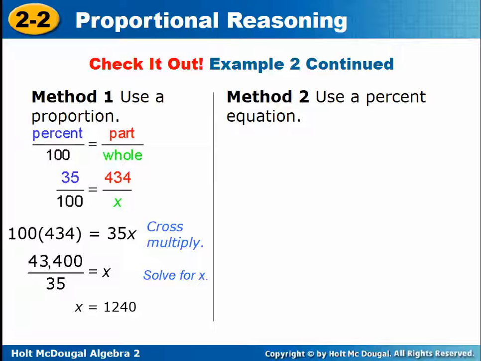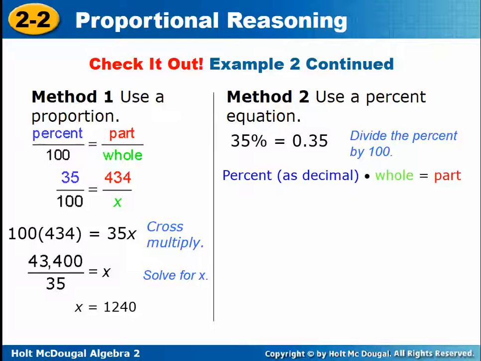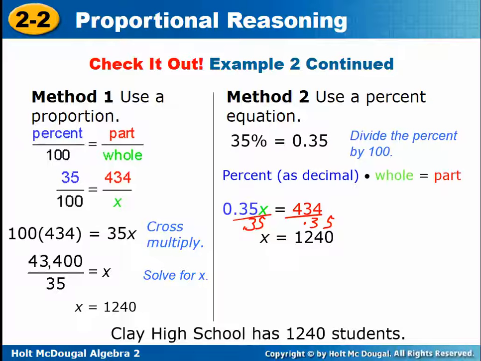To use a percent equation, again, use the 0.35 for the decimal, and we always multiply the percent times the whole, and in this case we don't know that, so that's where our x goes. So we would be dividing by 0.35 right here in order to find x, and we of course get the same answer, that there's 1,240 students.